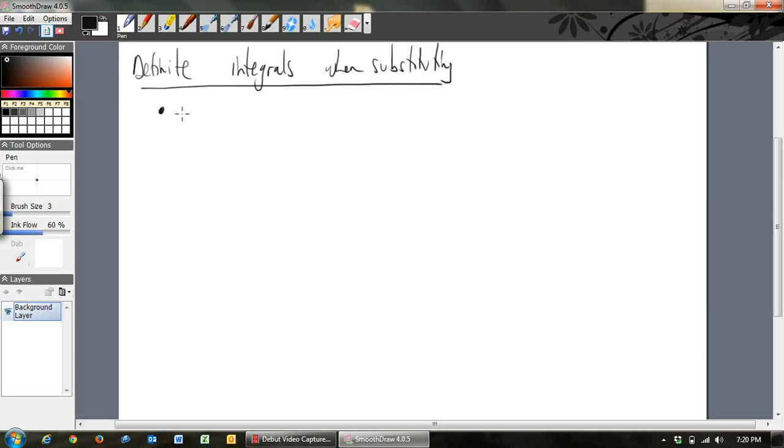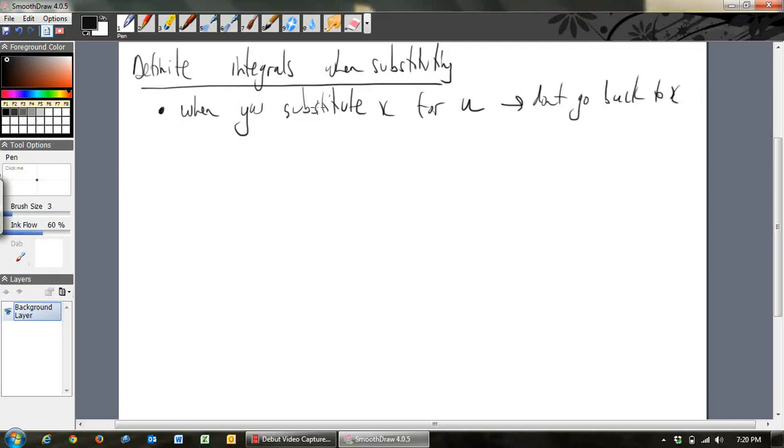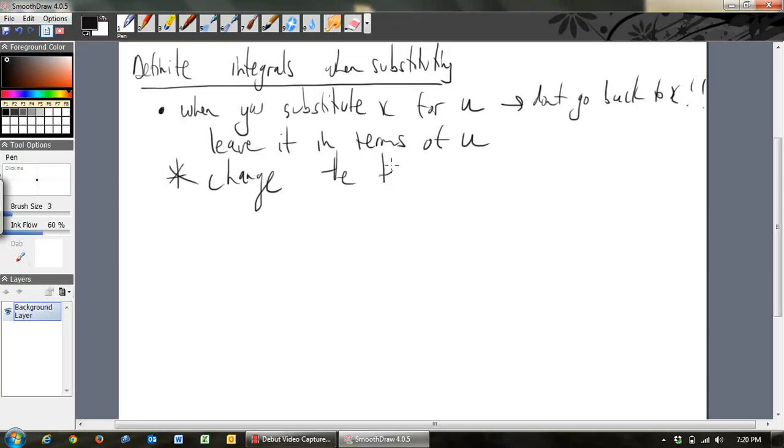Basically the key point is that when you've made a substitution, when you substitute x for u, when you bring u in, we don't need to go back. Don't go back to x. Leave it in terms of u, but just change the terminals.